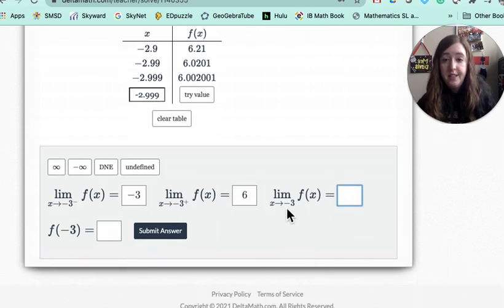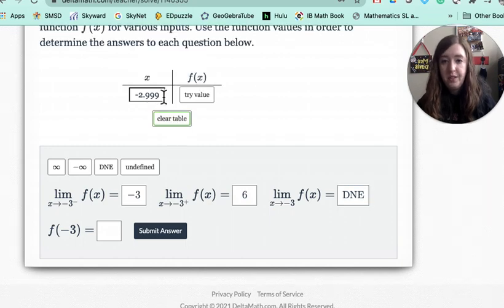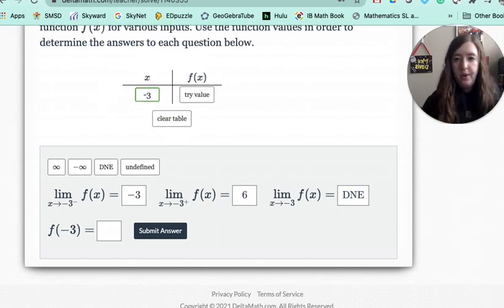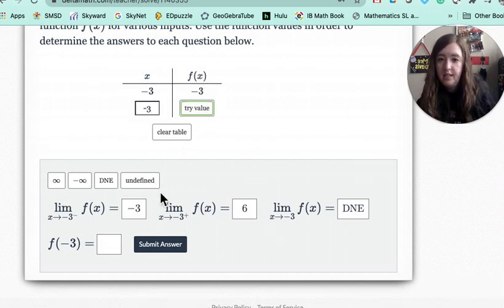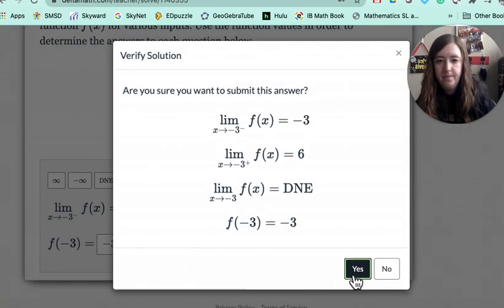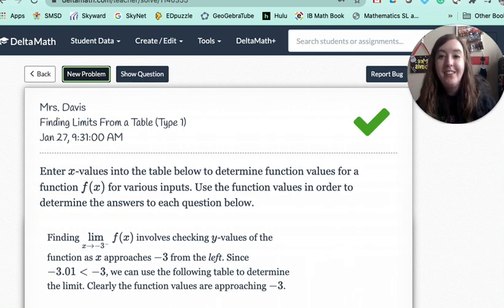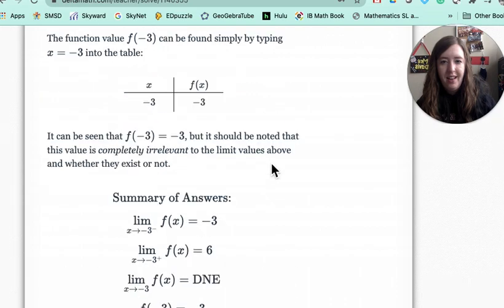Now, we want to know what's the limit as x approaches -3. Well, they don't approach the same thing on both sides, so that means that my limit doesn't exist. So I'm going to press does not exist. They also want to know f of -3. What is my actual value at -3? So I'm going to go ahead and put in -3. Try value. And it says -3. Yay, look at us go. It'll give you a little explanation of how it works if you need some help.